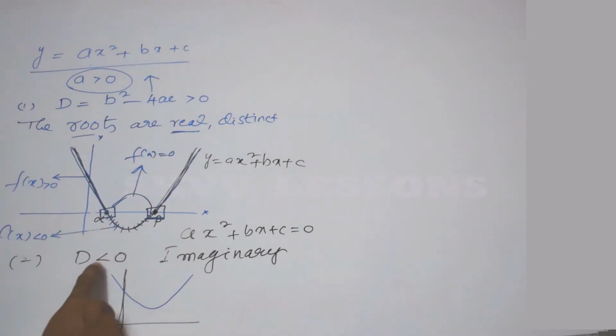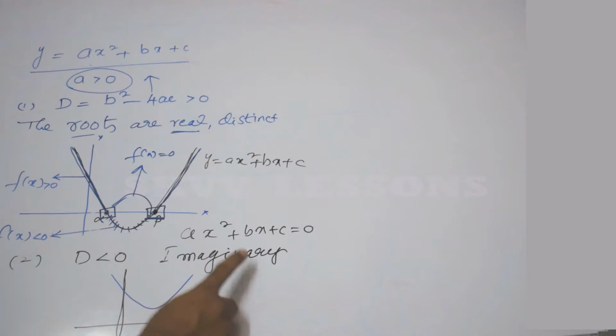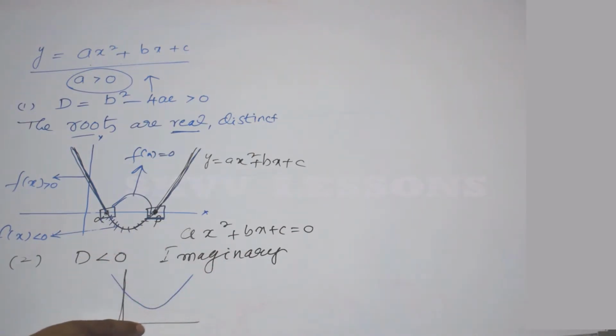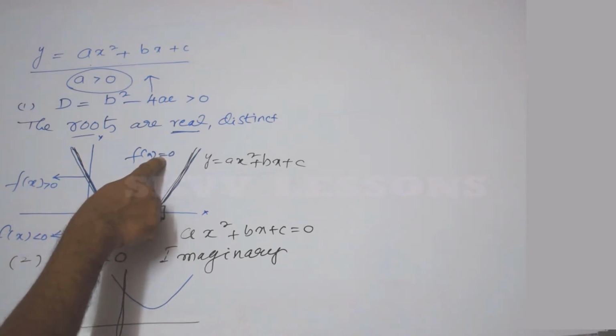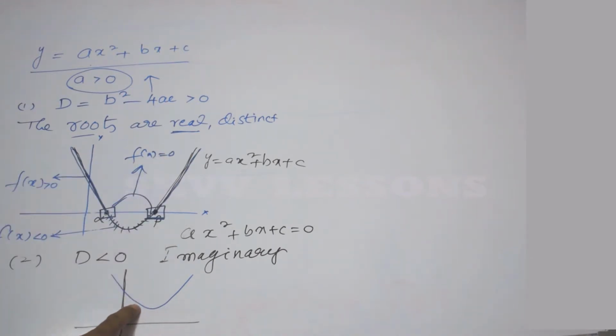But whenever you see D is negative, what is happening here? Because there are no real roots, the roots are imaginary. That's why the graph is neither touching nor intersecting the x-axis. Now once again, we have function values positive, negative, and 0 at 2 particular points. But here you see the graph is entirely above the x-axis.